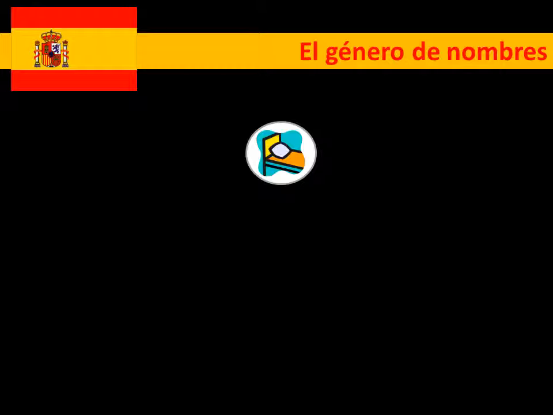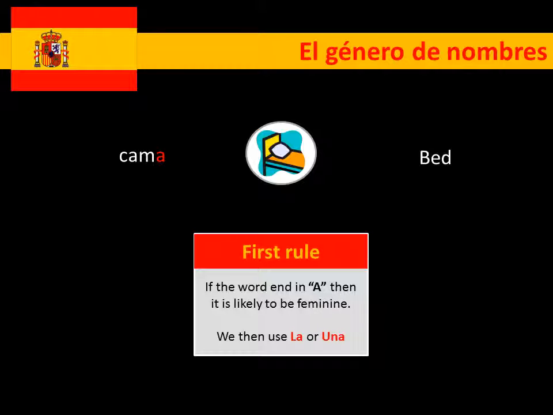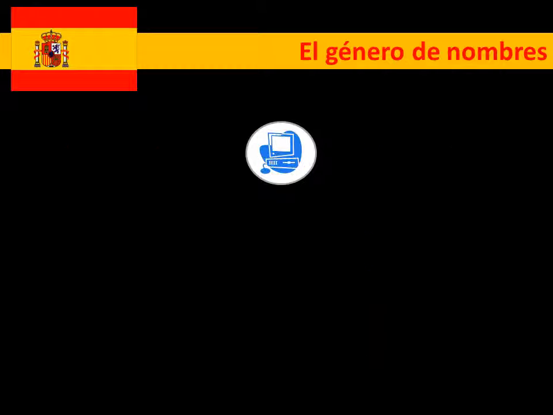Okay, so we've got a bed, cama. First rule then, in general, and it works in over 90% of occasions. If the word ends in an A, then it's likely to be feminine. Therefore we'll be using la or una. So have a look at it. Cama ends in an A, so la cama, which generally means the bed. If we want to say a bed, we say una cama. There we go, a bed. So that seems very simple in Spanish. So that's rule number one.